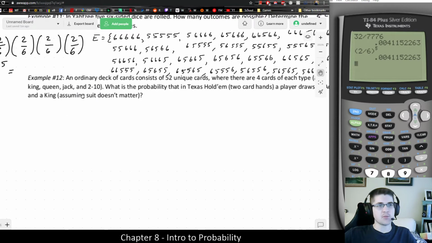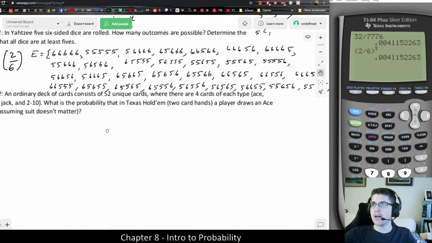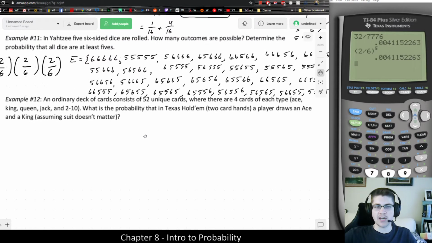So example 12 says an ordinary deck consists of 52 unique cards where there are 4 cards of each type: ace, king, queen, jack, and 2 through 10. So again, talking about a standard playing card deck. It says, what is the probability that in Texas Hold'em, which is a 2-card hand, the player draws an ace and a king, assuming suit doesn't matter.